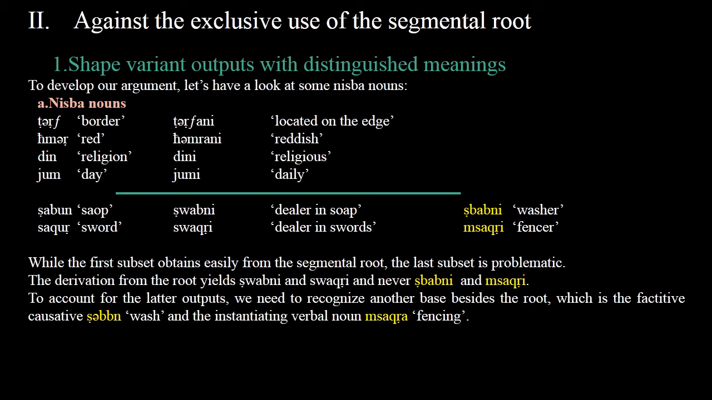While the first subset obtains easily from the segmental root, as we have seen, the last subset is problematic. The derivation from the root yields swabni and swakri, but never sbabni and msakri. So, to account for the latter outputs, we need to recognize another base besides the root, which happens to be the factitive causative sabun, wash, and the instantiating verbal noun msakra, fencing.